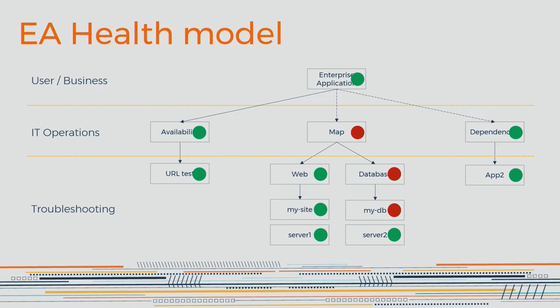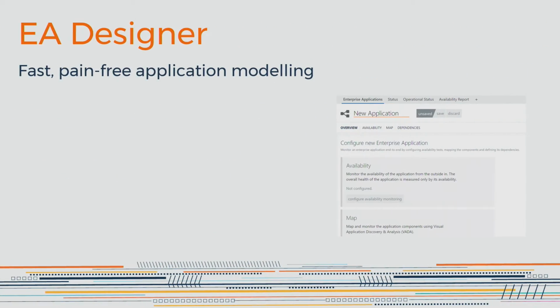Now, if we do detect an outage through our availability testing, that of course does roll up to the top level of our enterprise application. So we've got all the detail from a troubleshooting point of view. Our IT operations team can see that availability is affected by this infrastructure issue across our component map. And of course, we also want to surface that up to our users and our business. So that's the health model summarized, and the roll-up model as well. And of course, there's much more detail that we'll go through in a future webinar. So that's the EA health model.